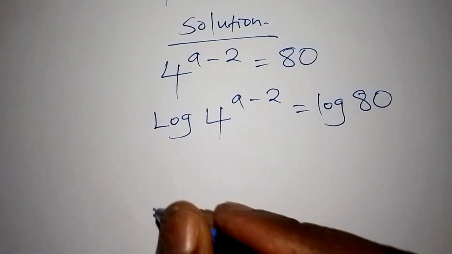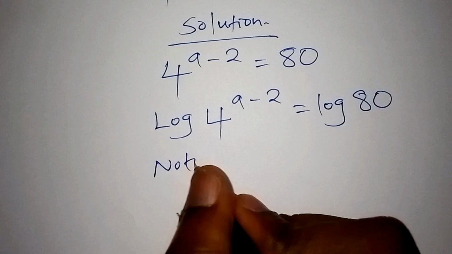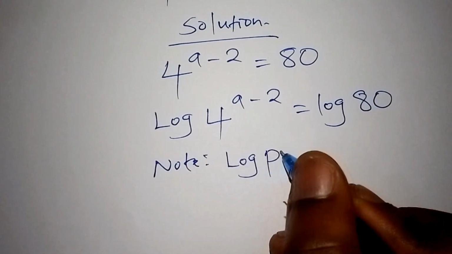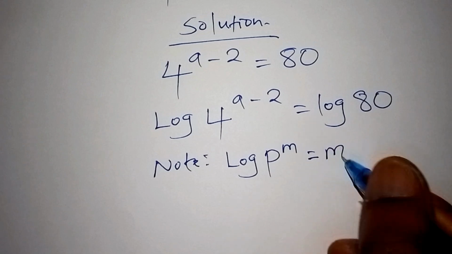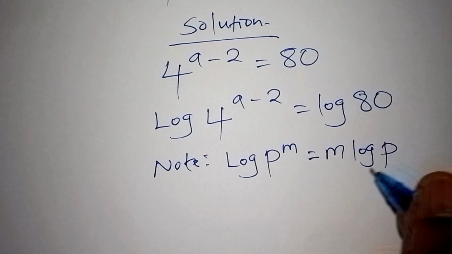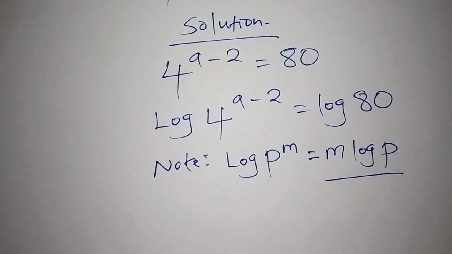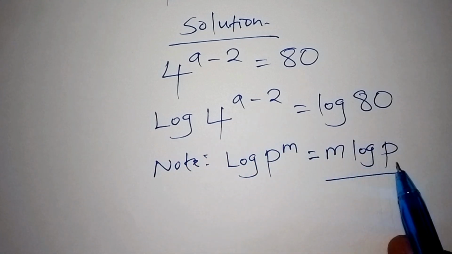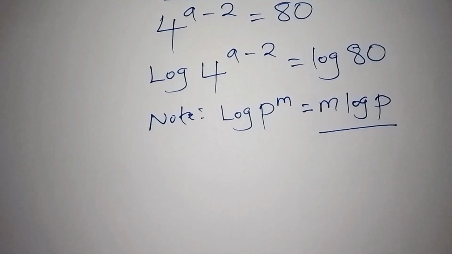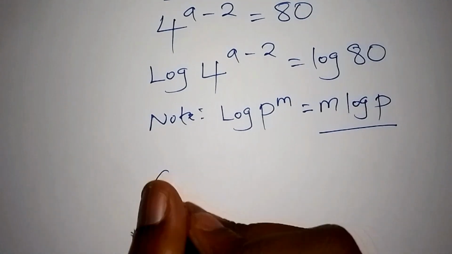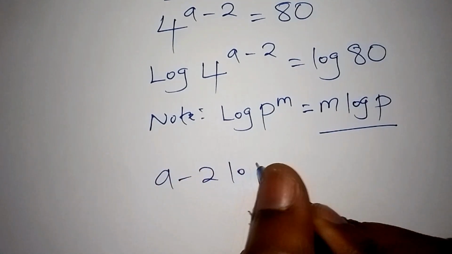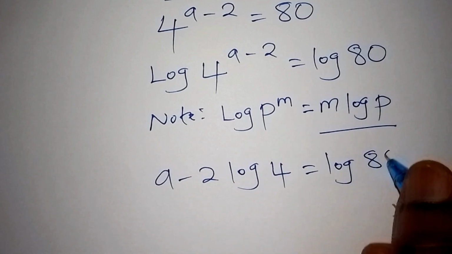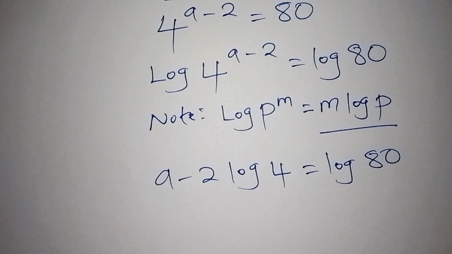Now note this. According to the law of logarithms, when you have the log of p to the power of m, this can also be expressed as m log p. Putting this into consideration, let's express the log of 4 to the power of a minus 2 in the form of m log p. In this case we shall have a minus 2 log 4 is equal to the log of 80. So that is now what we shall have.